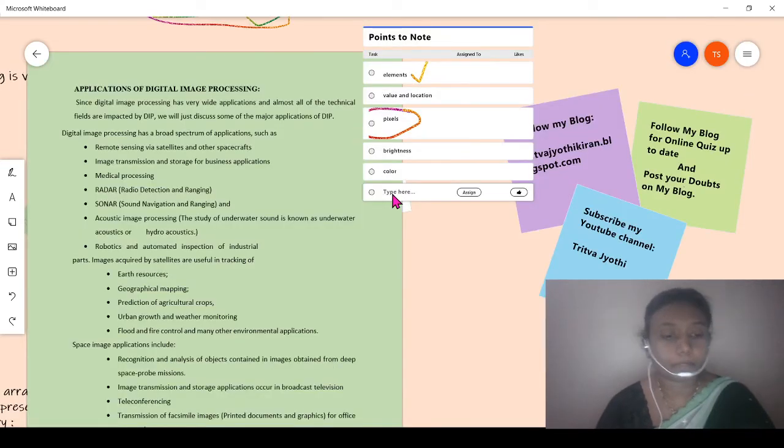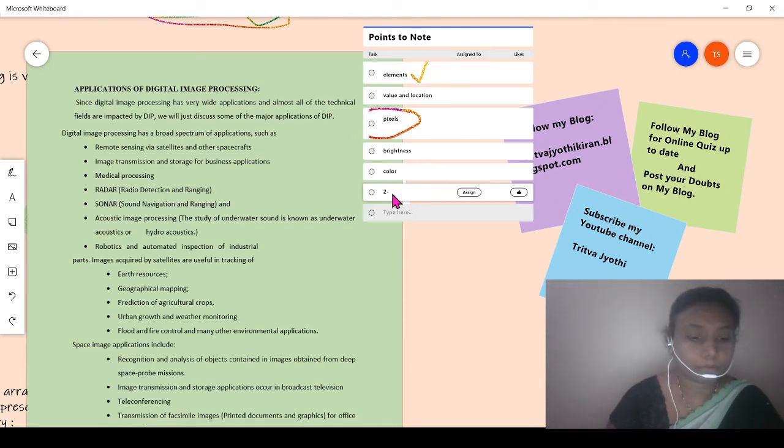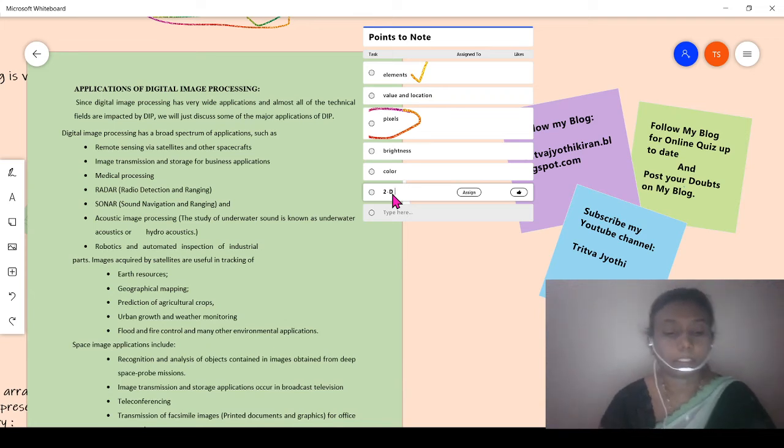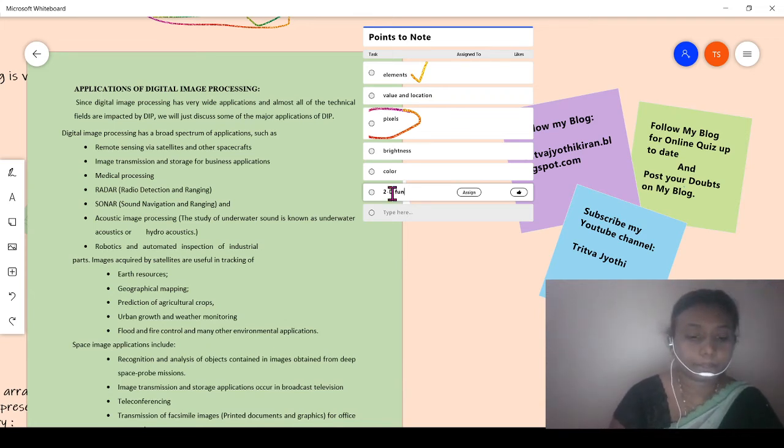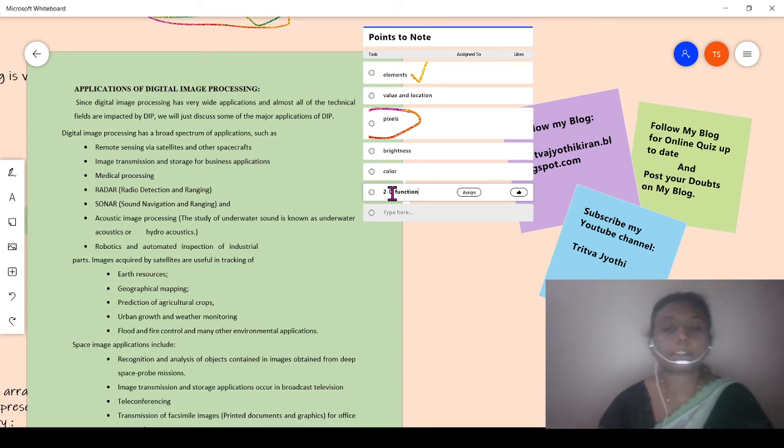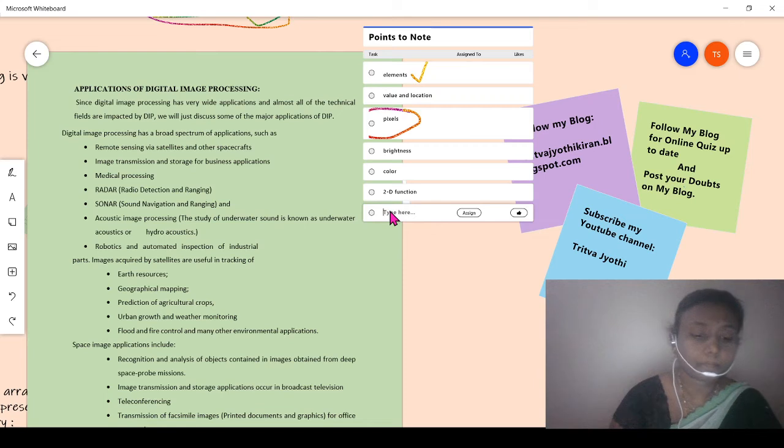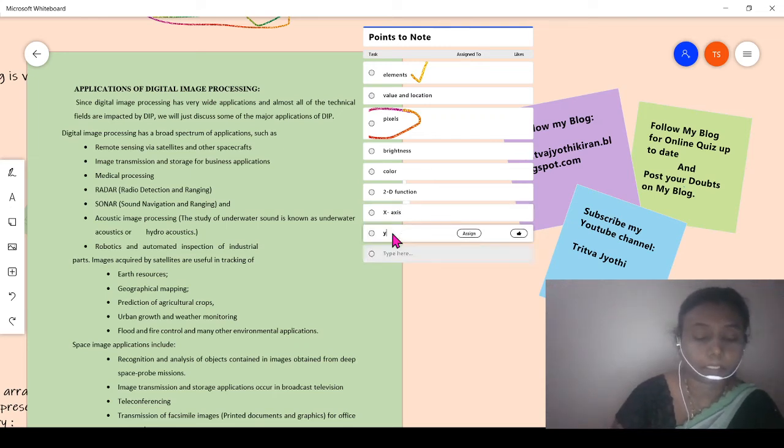So here we use the word two-dimensional, capital D, two-dimensional function. We represent the image using a two-dimensional function, with the x-axis as one dimension and the y-axis as the other, second dimension.